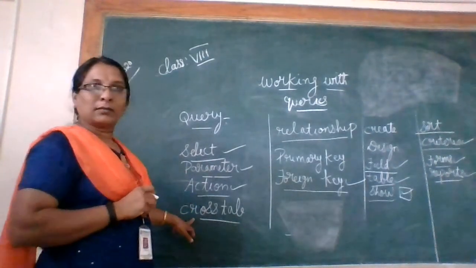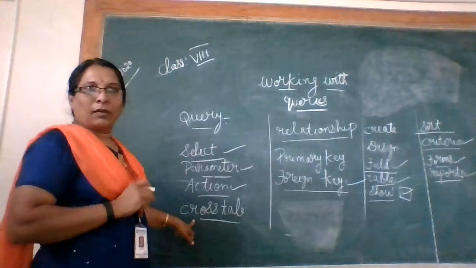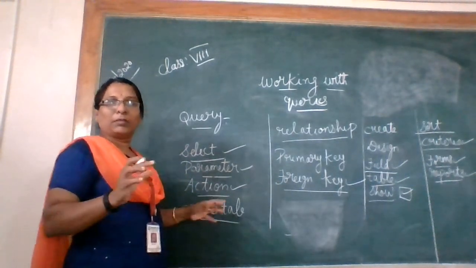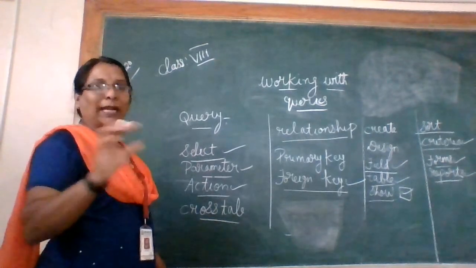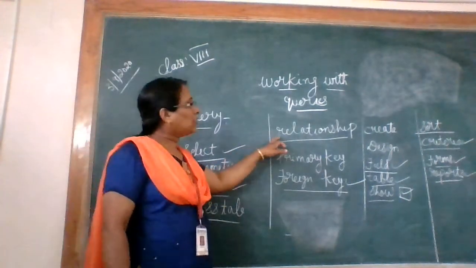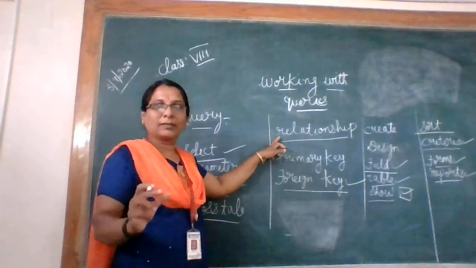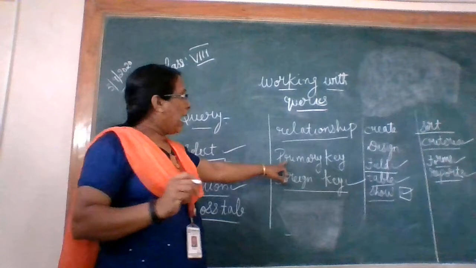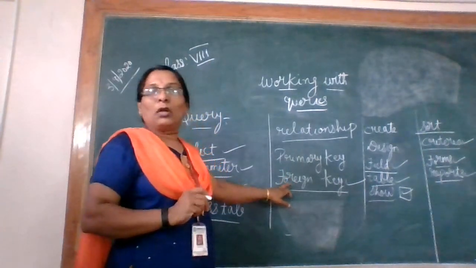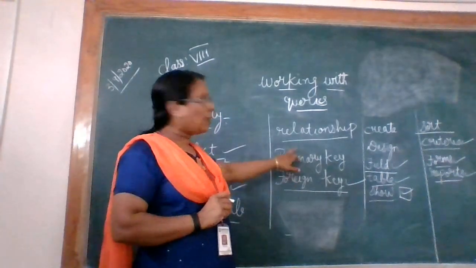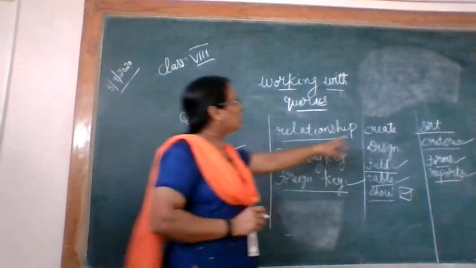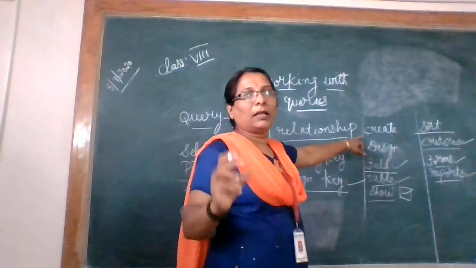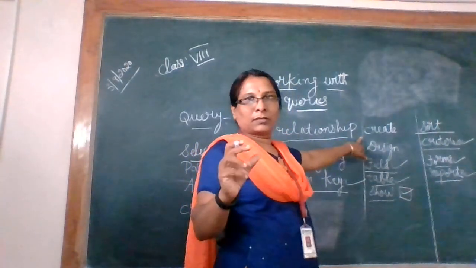Next, we discussed the crosstab query, which uses row and column headings so that the data can be seen at once in two categories. We have also discussed relationships, which create links, the primary key, which is a unique key, and the foreign key, whose value should match the primary key. We have also discussed creating tables, and a table is the primary building block of a database.